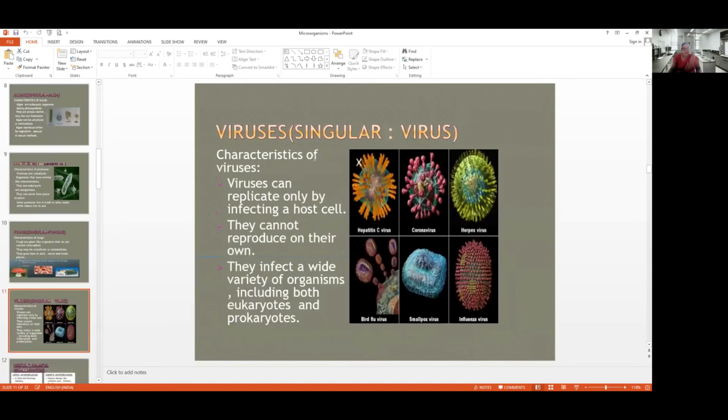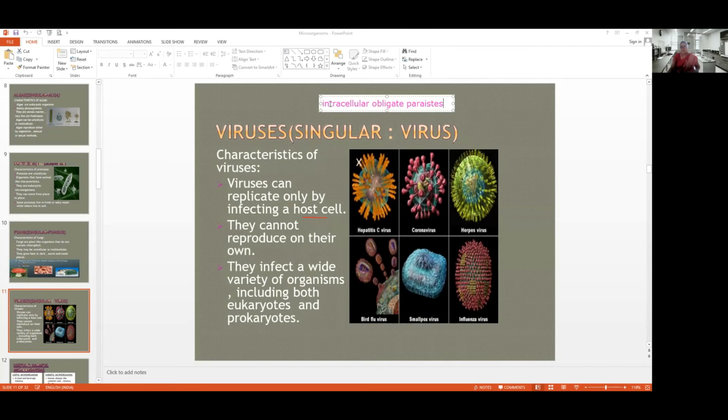Next, viruses. Singular, virus. What are the characteristics of viruses? It can replicate only by infecting a host cell, and it cannot reproduce on its own. As I already told you, what do we mean by host cell? That is a living cell. They infect a wide variety of organisms, including both prokaryotes and eukaryotes. These viruses are also called intracellular obligate parasites.